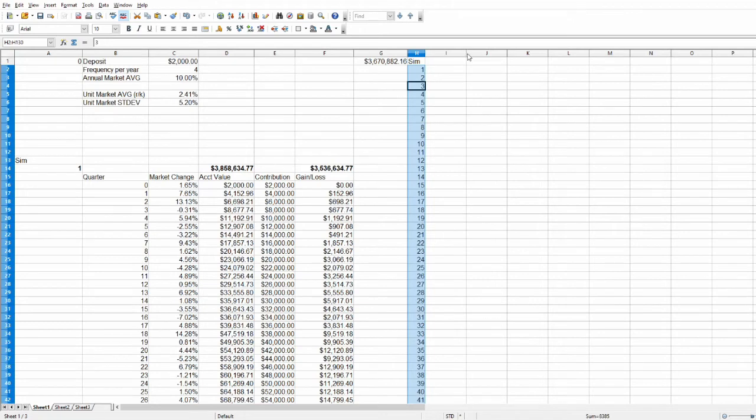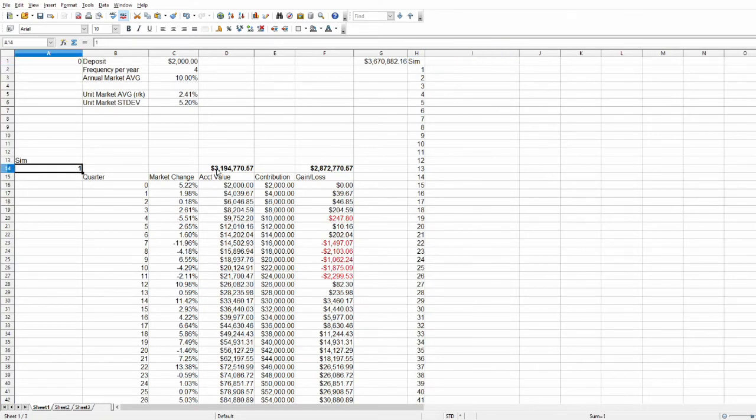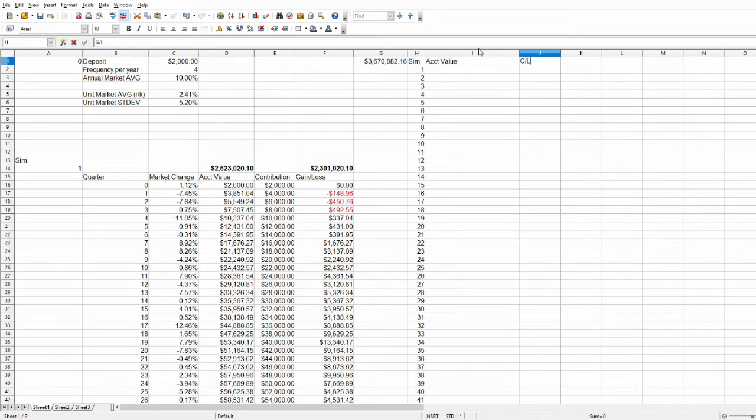And I'm going to tell OpenOffice to look for what is just to the right of my simulation number. So notice every single one of these simulations has this little counter that tells you what simulation you're looking at. And then 1, 2, 3 rows over, it's the account value. So I'm going to put account value, and I'm going to put G/L for gains or loss.